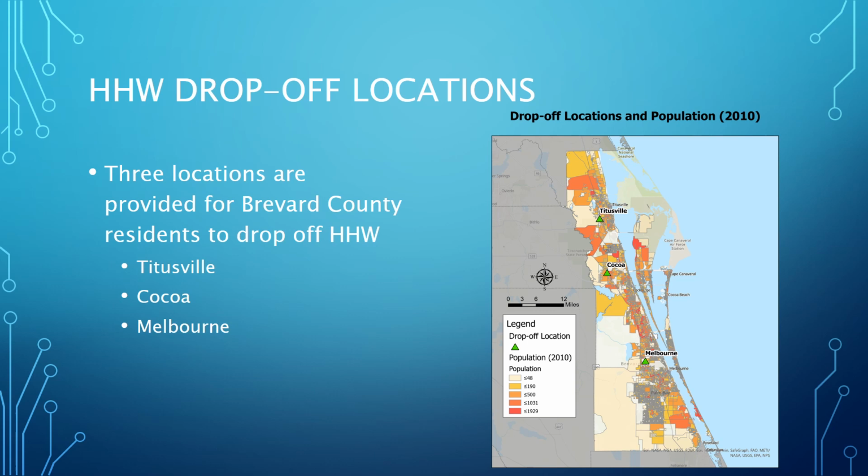Let's talk about the household drop-off locations in Broward County. We have 3 locations, one located in the north, one in the central, and the next one in the south. They are evenly distributed in Broward County, and they cover most of the populated areas, along most of the population along the coast.